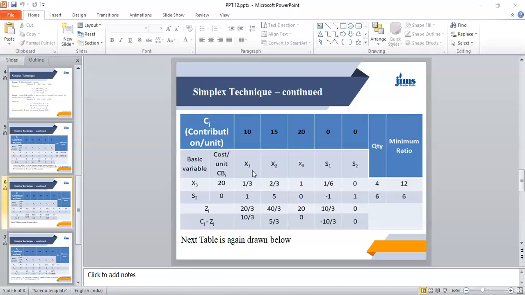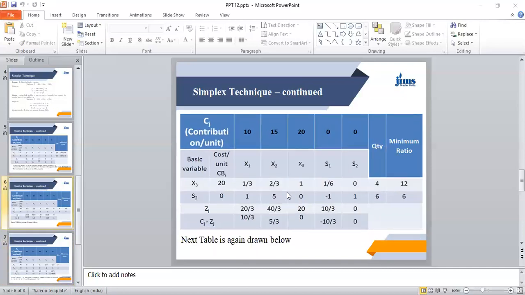Now the intersection of the key column and key row is the key element. So the intersection is 1, so 1 is the key element. In the next iteration, we will divide all cell entries by 1. So 1 by 1 is 1, 5 by 1 is 5, 0 by 1 is 0. Everything will remain as such in the next iteration.